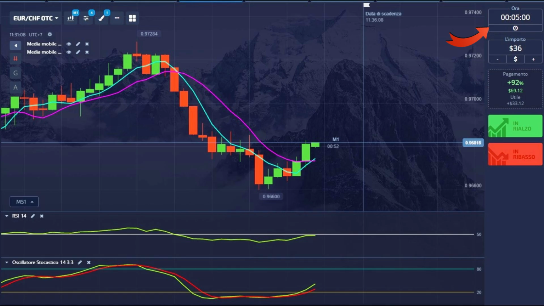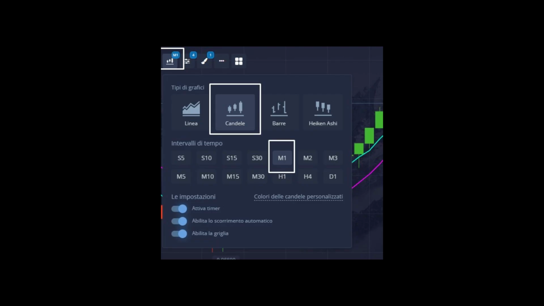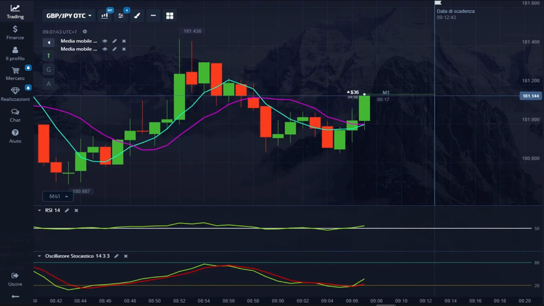We use a 1-minute candlestick chart with 5-minute expiry. This expiry was chosen for seeing possible price retracements. The strategy applies to any market and any broker.